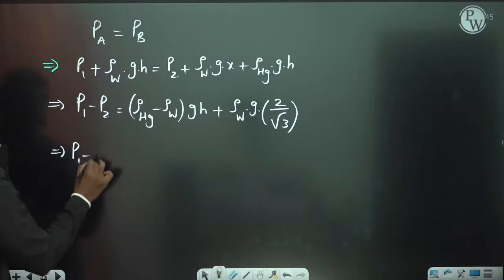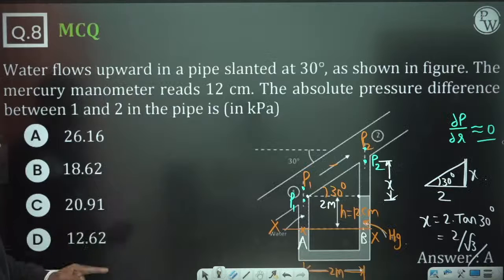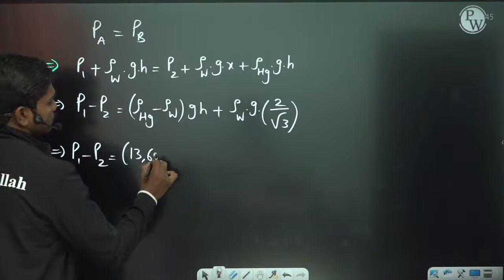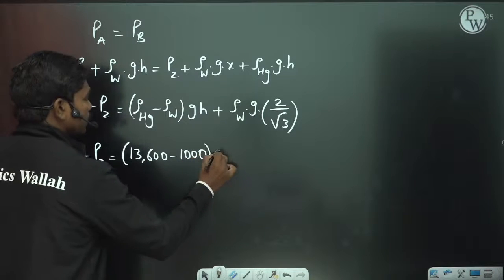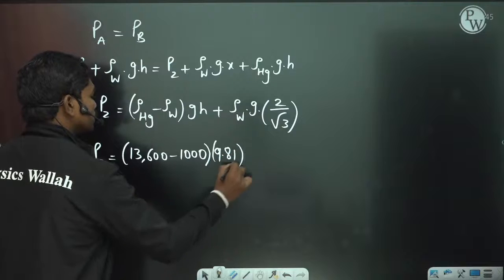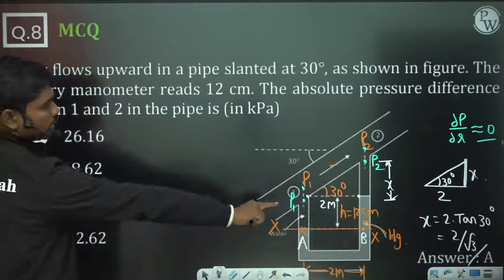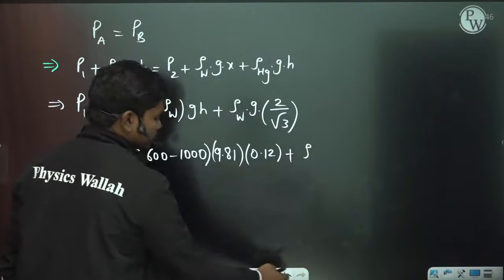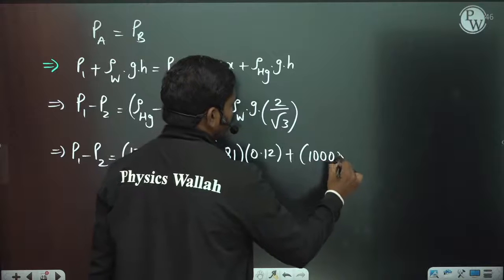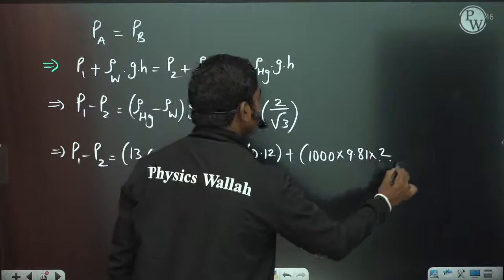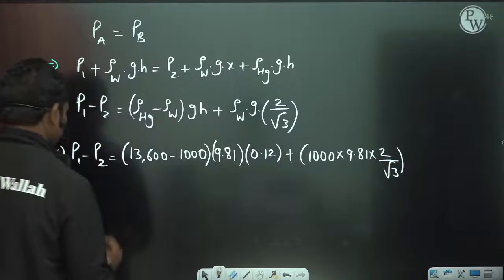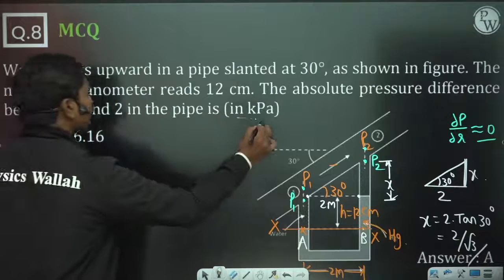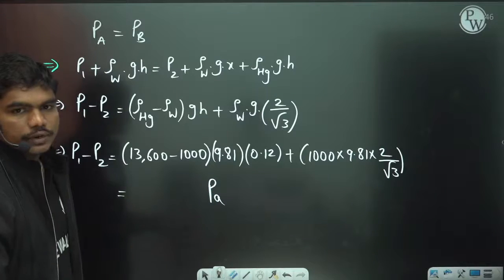So let us simplify these values. P1 minus P2 is equal to, how much is this value? Density of mercury minus density of water. Values are not given, so let us take by default 13,600 minus 1000, times 9.81 times this value H. H is how much? The deflection shown is 12 centimeters, so 0.12 meters, plus the density of water, which is 1000, into 9.81 into 2 by square root of 3. This is in pascals because everything we have substituted in SI units. The answer should be in kilopascals. First of all, let us calculate in pascals, then you can convert to kilopascals.